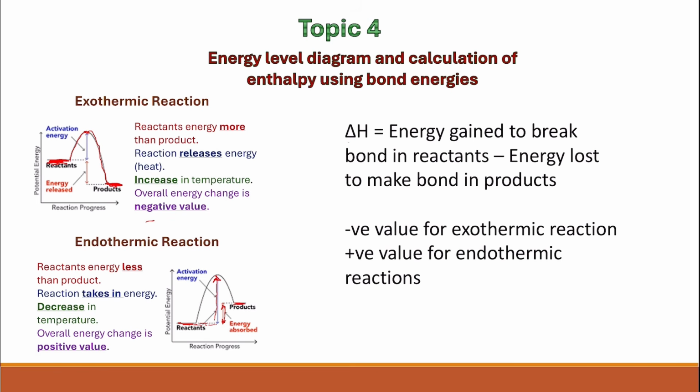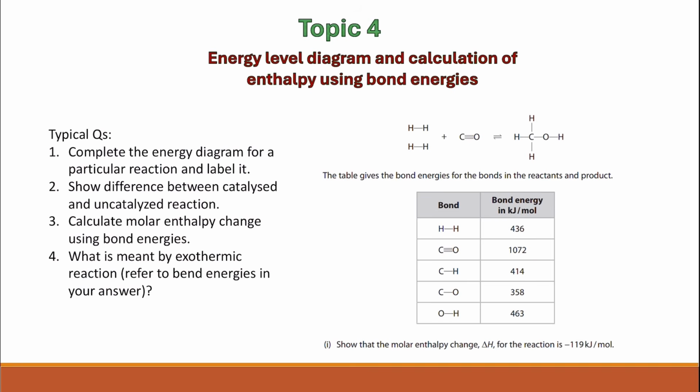They will ask you to calculate the delta H for a certain reaction using the bond energy provided to you in a table. So remember, to calculate the delta H, it will equal the energy gained to break the bonds in reactants minus the energy lost to make the bonds in products. So it's going to be a negative value if it is an exothermic reaction and positive if it's an endothermic reaction. A typical question is to complete the diagram for a particular reaction and label it to show the difference between catalyzed and uncatalyzed reaction.